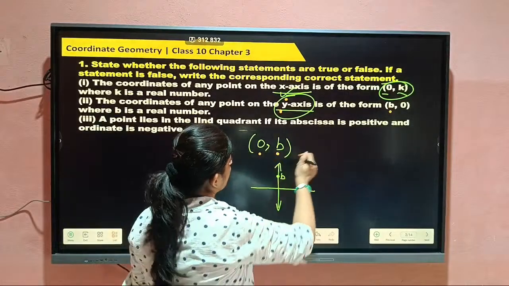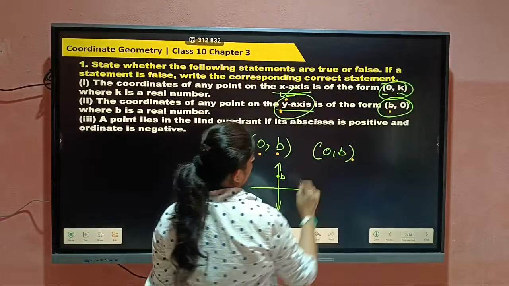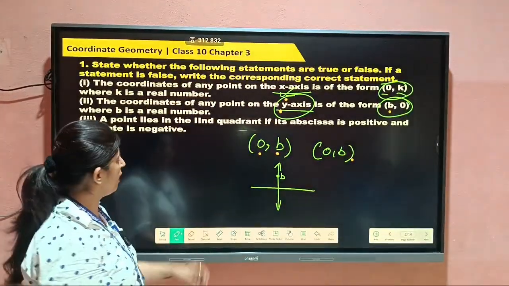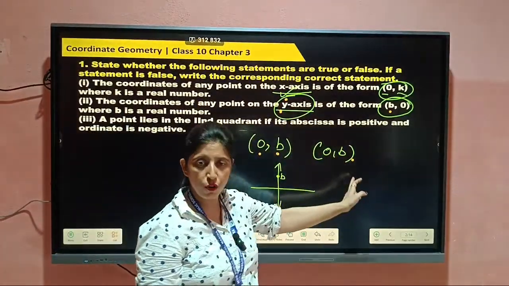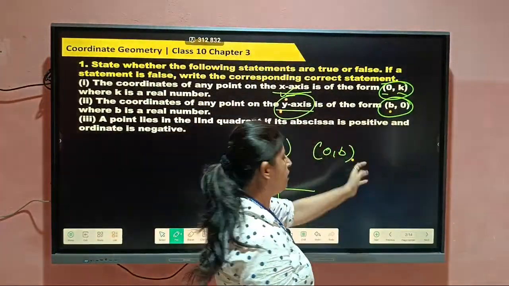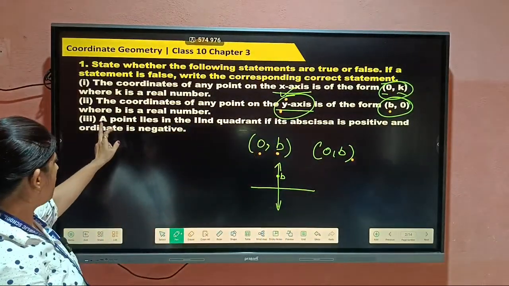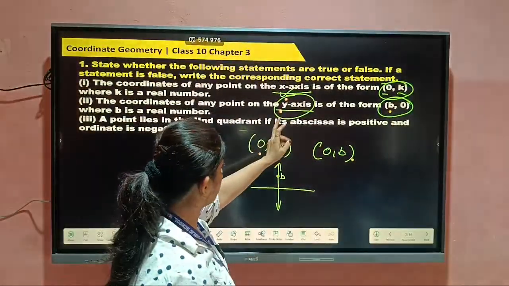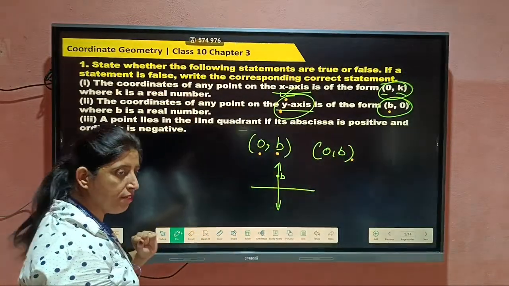So our point is 0b. Correct statement is 0b, not b0. The coordinate of any point on the y-axis is of the form 0b, not b0. So this is wrong, b0. So we will write 0b. Okay, got it? Next, a point lies in the second quadrant if its abscissa is positive and ordinate is negative.